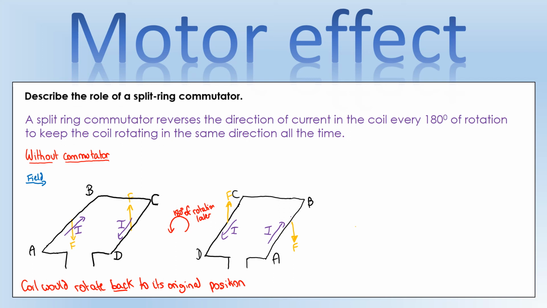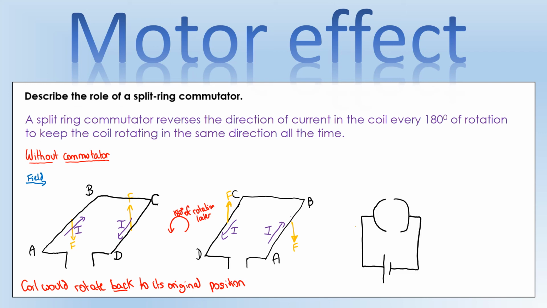So it's not continuing to rotate in the same direction, it's stopping and then rotating back the way it came, which isn't great if you've got a motor and you want to power a car or something. You don't really want your car going forwards, backwards, forwards, backwards, forwards, backwards. That would be quite a pain. So let's have a look at a commutator and what it does.